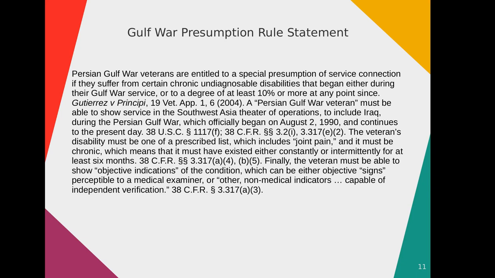The veteran's disability must be one of a prescribed list, which includes joint pain, and it must be chronic, which means that it must have exhibited either constantly or intermittently for at least 6 months. Finally, the veteran must be able to show objective indications of the condition, which can be either objective signs perceptible to a medical examiner or other non-medical indicators capable of independent verification.